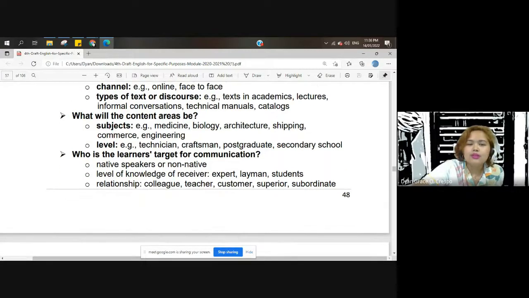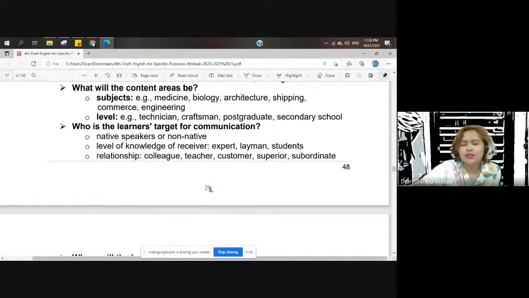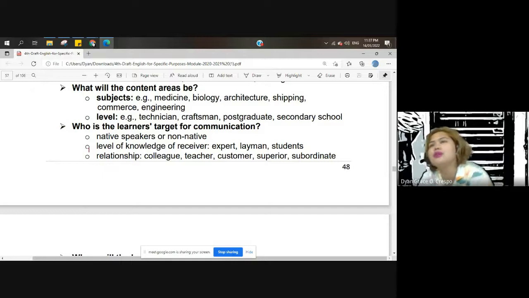What will be the content areas? Anong sample? Okay, ESP in medicine ba? ESP in biology, architecture, shipping, commerce, and engineering. Tas ano ba ang level nila? Baka mamaya mataas, like postgraduate, or high school lang ang tinapos, or technician sila. Ayun, so tinitignan natin yon. Who is the learner's target communication? Like for example, gusto daw nilang pumunta ng Amerika. So, native speakers. Or gusto nilang pumunta ng Japan. So, ito something to do with Asian, specifically Japanese.